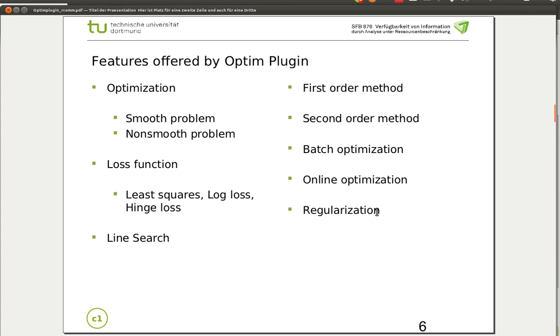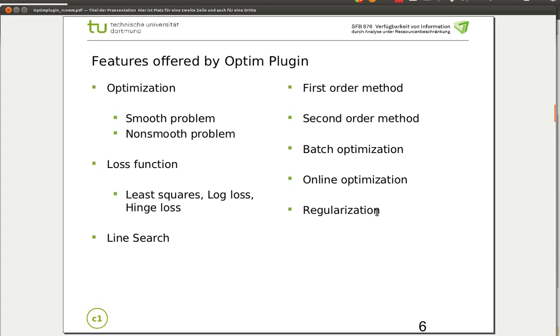Here we briefly describe the features supported by the plugin. Both smooth and non-smooth problems are supported. Smooth problems are problems which are designed to solve smooth objective functions, and non-smooth problems are problems which are designed to solve non-smooth objective functions. Here the smoothness refers to whether the objective function is differentiable and continuous. The plugin also supports various cost functions such as least squares, logistic loss, and hinge loss. There is also support for line search, which is again an optimization subproblem of finding the optimal learning rate for each iteration.